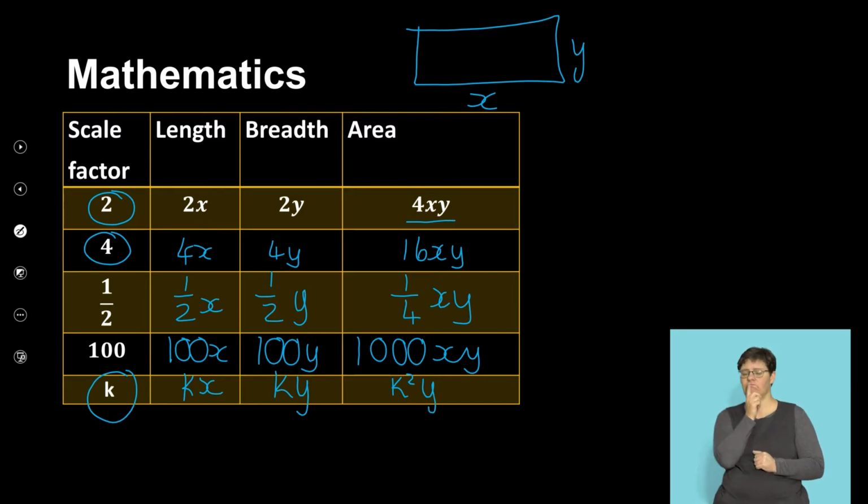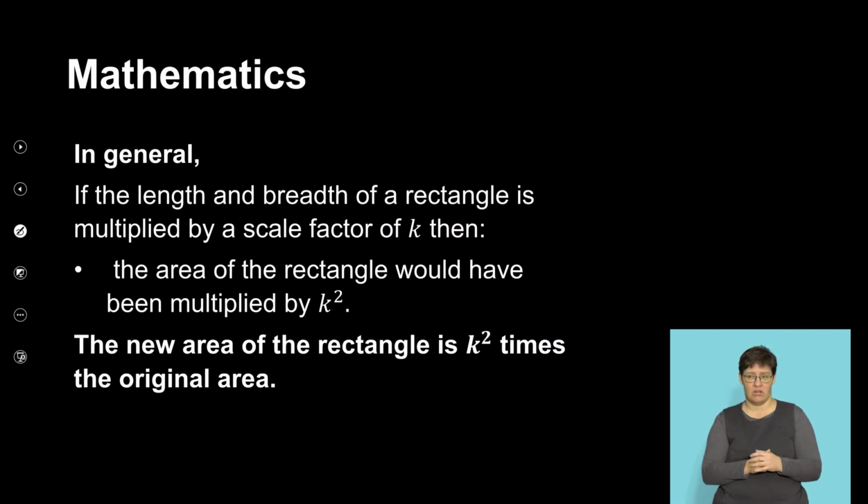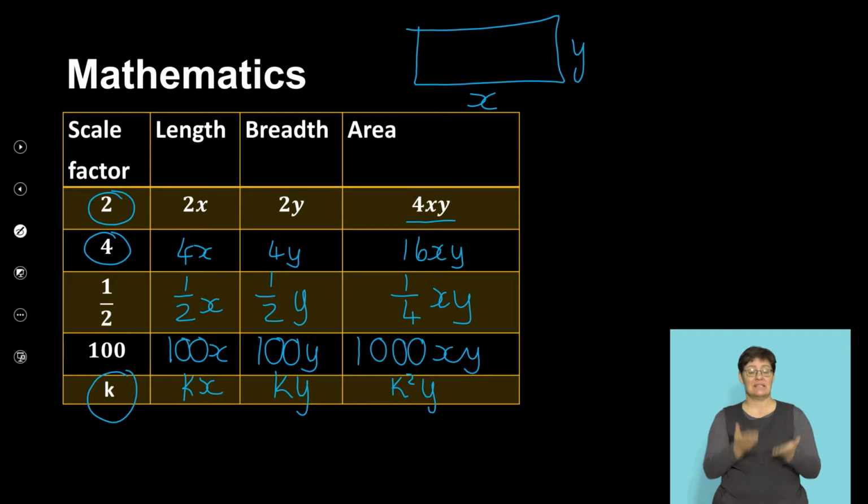So this lets me make the conclusion that in general, if the length and breadth of a rectangle is multiplied by a scale factor of k, then the area of the rectangle would have been multiplied by k squared. So with these rectangles, you can see that the new area of the rectangle is k squared times the original area. So if I go back to this slide, you can see that the scale factor squared was always making an impact on that actual area.